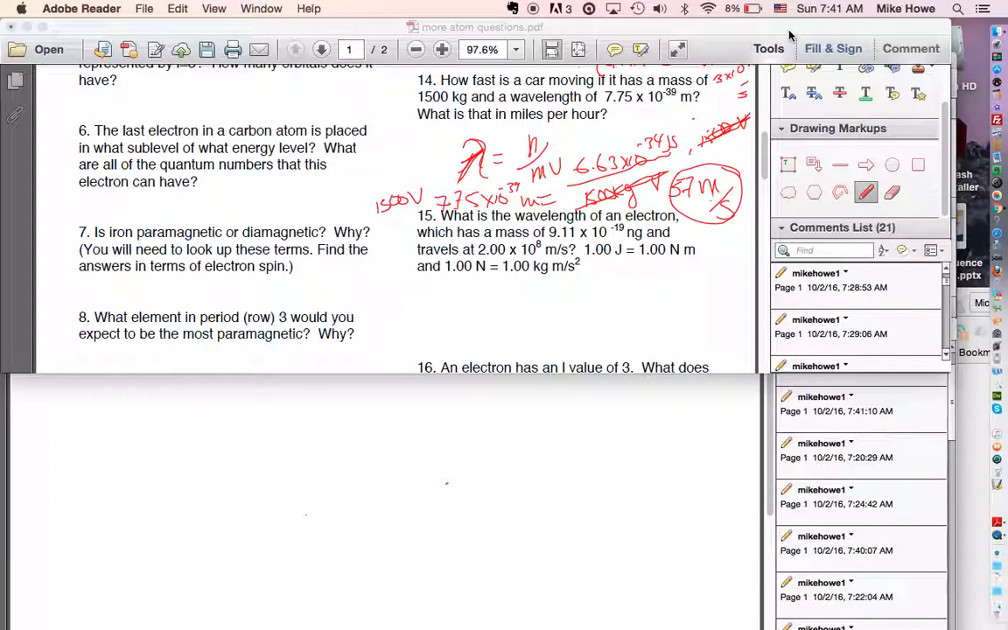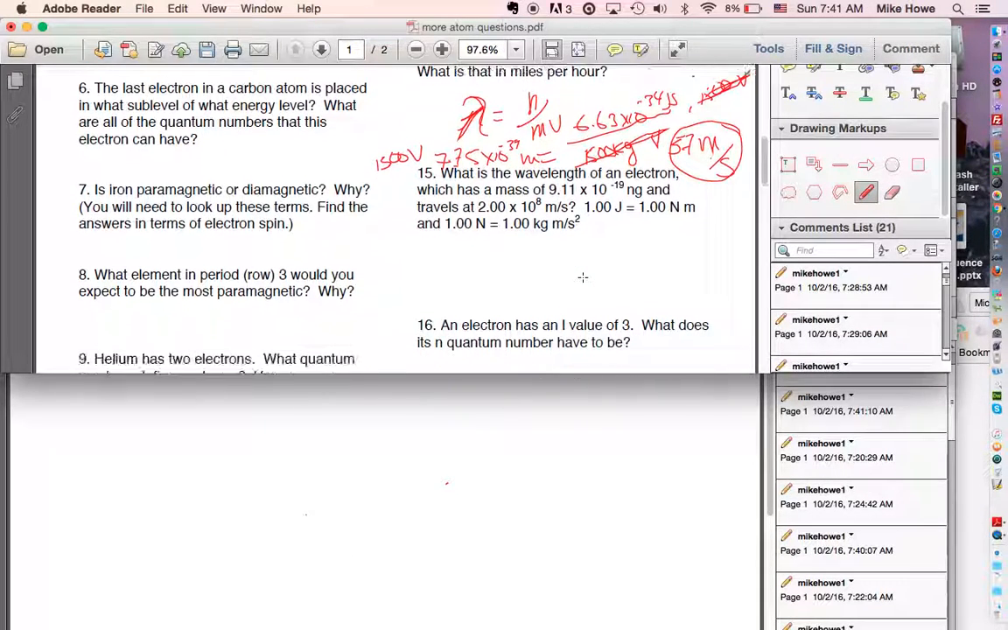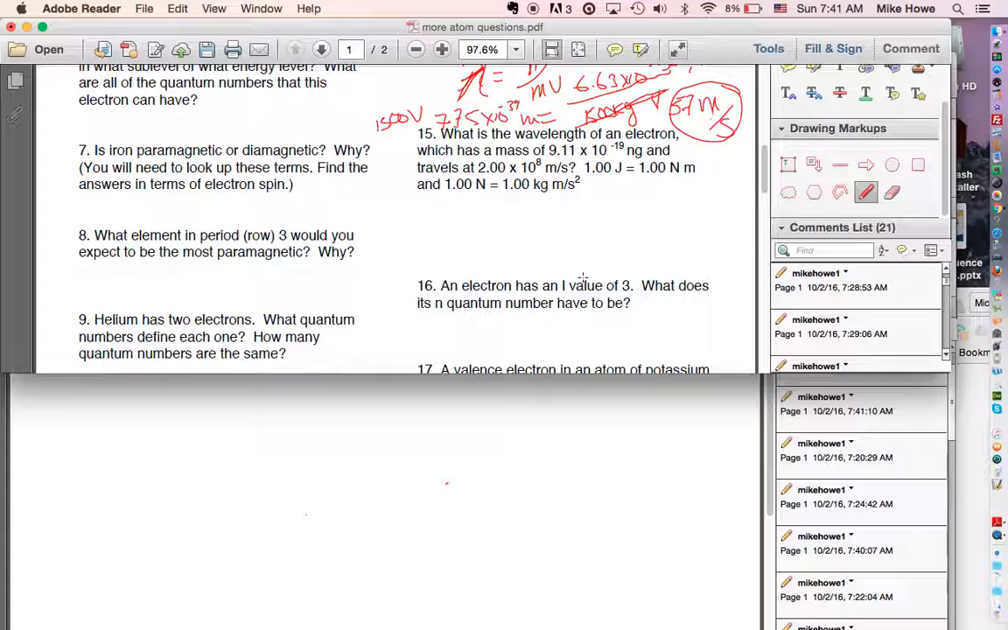Okay, the third math question. What's the wavelength of an electron which has a mass of 9.11 times 10 to the negative 19th nanograms and travels at 2 times 10 to the 8th meters per second? All right, and I told you those relationships here.